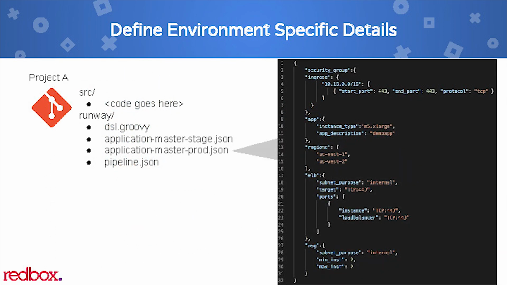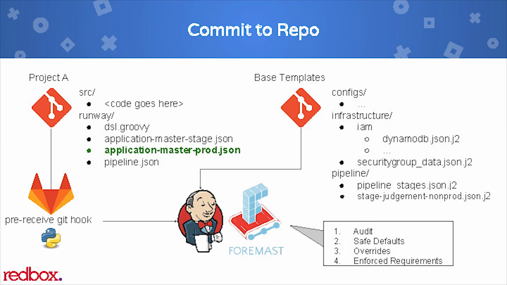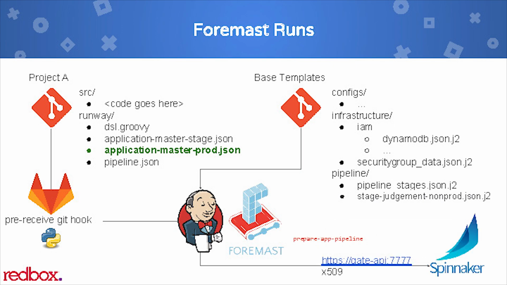And then on the flip side, in the developer source repo, they're going to define the ingress rules. They're going to say, hey, I want 10.16/16 to reach me at port 443 over TCP. Again, very simply put, you're going to do a git commit. It's going to see there was a change to one of the Foremast files. It's going to pull in the base template. You're going to have all the auditability, the safe defaults, the overrides, and you're going to create the app pipeline so the next time that it runs, it's going to go ahead and make that change, right? Again, posting it to the Gate API.